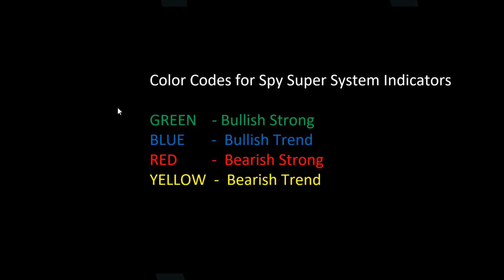Okay, now within the SPY Super System, we've got four colors. We've got strong bullish. Anything that is green is strong bullish. Anything that is blue is a bullish trend, usually moving away from a bearish to a bullish trend. Red is strong bearish, and yellow is a bearish trend. Right? Those are the four colors. This is what tells us what's going on with our indicators.